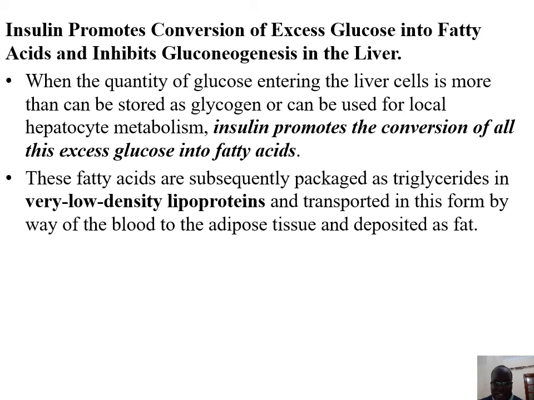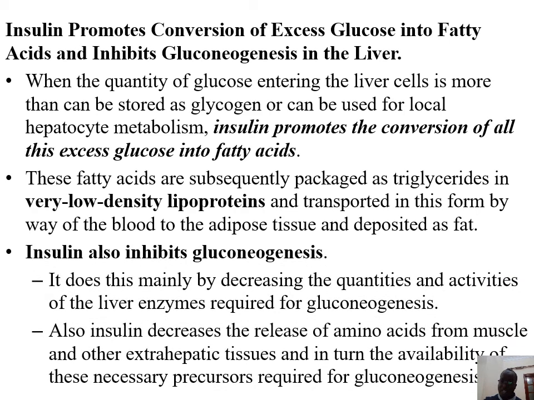These fatty acids are subsequently packaged as triglycerides in very low density lipoprotein. This is the production of lipoprotein by the liver cells. So the glucose that is converted into fatty acids will be packaged as triglycerides in very low density lipoprotein and transported in this form by way of blood to the adipose tissue and deposited as fat. So it will be transported as lipoprotein to the adipose tissue, then to be deposited as fat. Then you start gaining weight as well because there will be fat deposits.